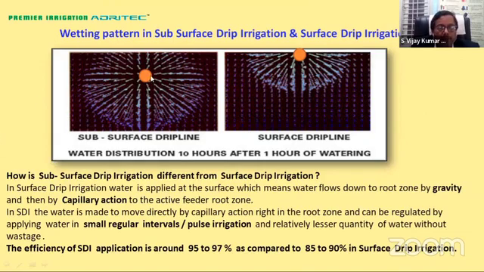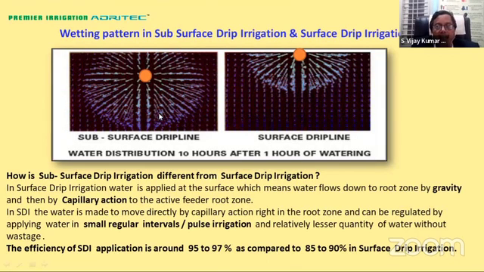Now in subsurface drip irrigation, since you have taken the drip line right to the place where the active root zone is, the water is taken directly by capillary action and not much water is lost due to gravity. Here we have to keep in mind that we apply water in small regular intervals or pulses. That is a very important part that you have to take care of. Studies have shown that the efficiency of subsurface drip irrigation will be as high as 95 to 97%, and for other methods it may be around 85 to 90%.